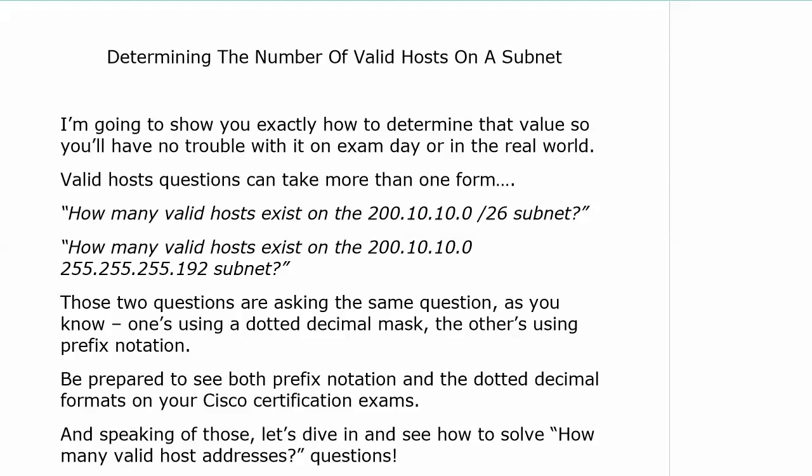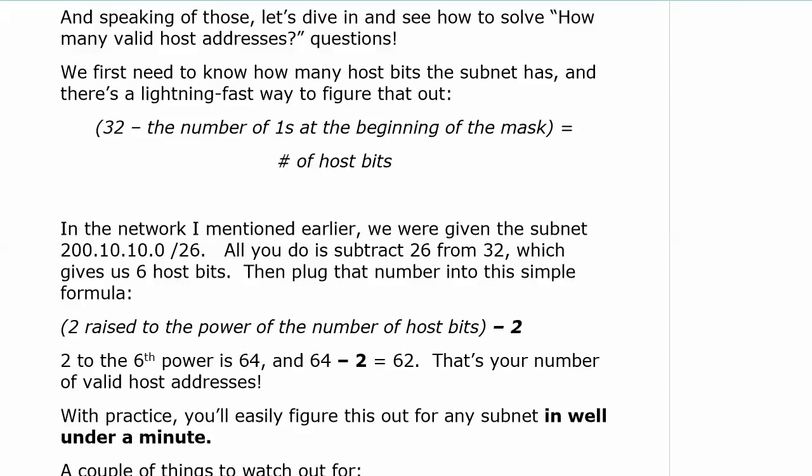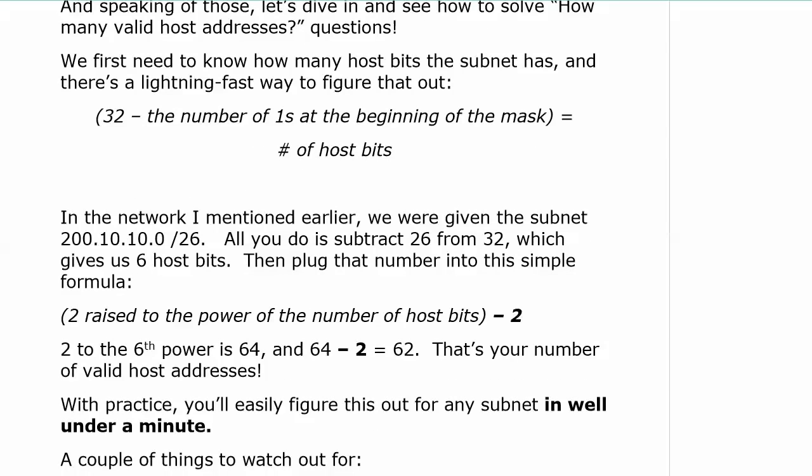Now, we need to know how many host bits this subnet has. That's where we're going to start with determining the number of valid hosts on a subnet. There is a lightning fast way to figure that out. 32 minus the number of ones at the beginning of the mask equals your number of host bits. That's it.